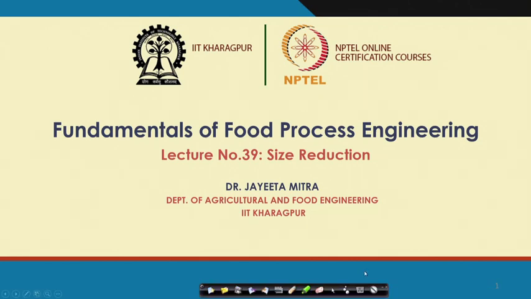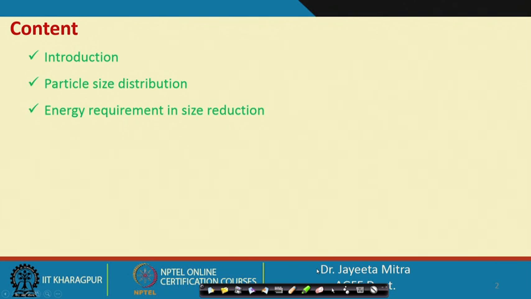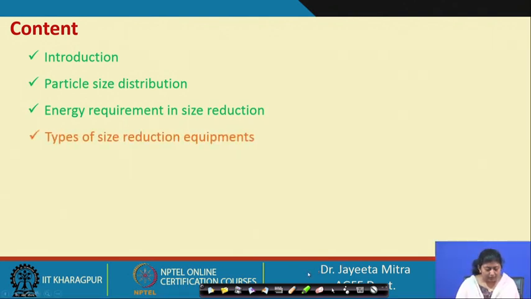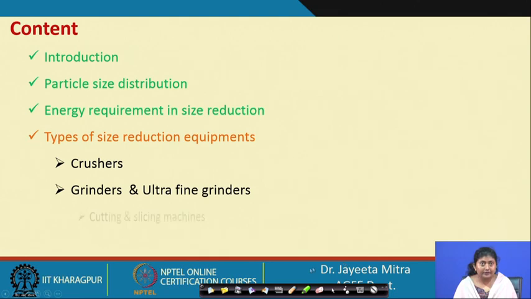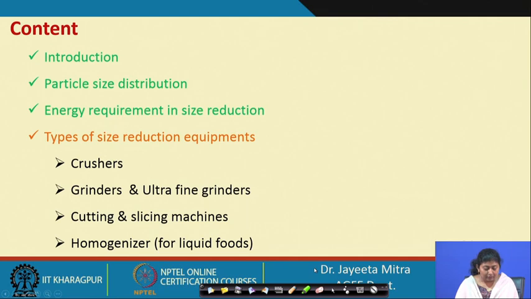In our previous classes, we have discussed the introduction and particle size distribution, then energy requirement in size reduction, and then we have moved on to the different types of size reduction equipments that we will discuss today. So, in that we have crushers, grinders and ultra fine grinders, cutting and slicing machines and homogenizers, which is for liquid foods.